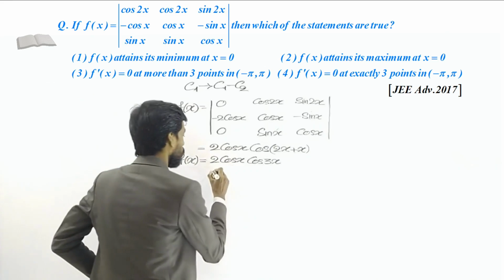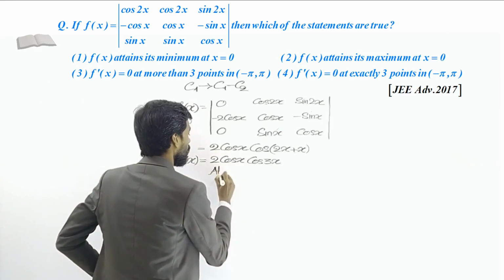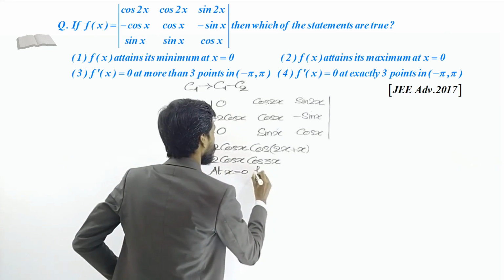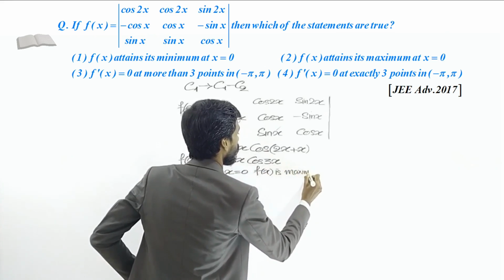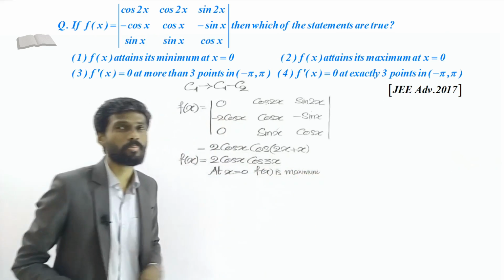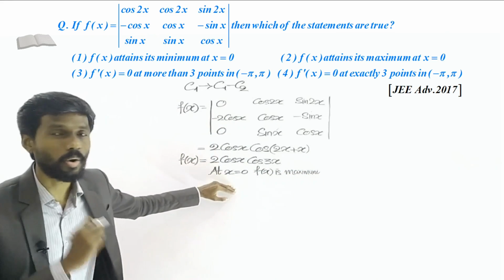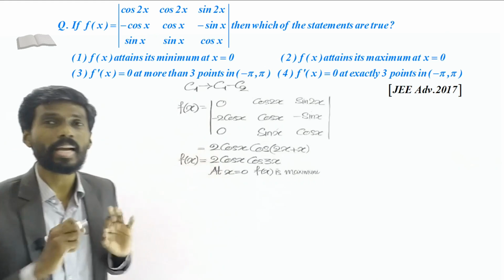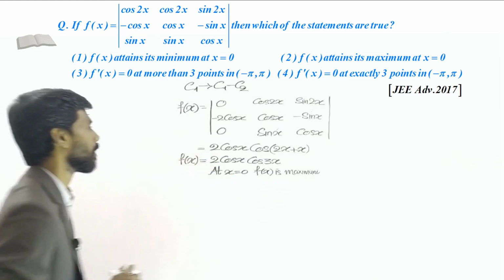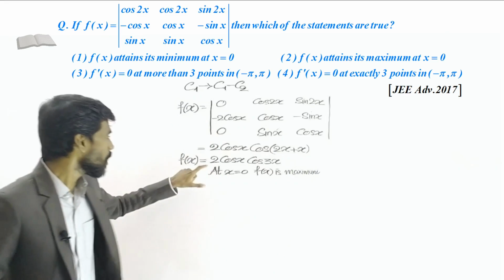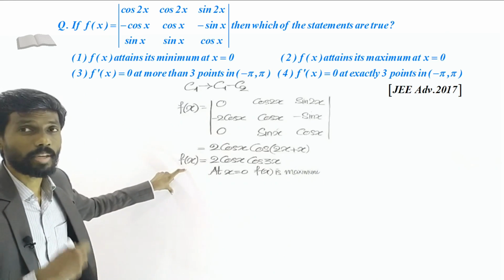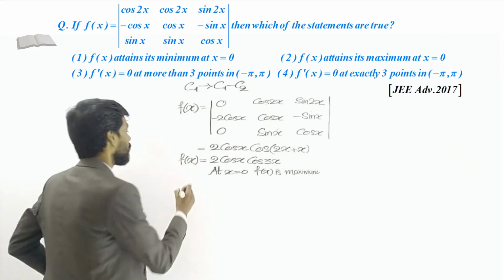That happens when x is 0. So at x equal to 0, f of x is maximum. Not only 0, at even multiples of pi, right, but we only want the point 0. So at 0 the function attains maximum value. So that is one of the options, right? Yes. Now let us find the derivative. We also have to find the number of roots of the derivative. For that, let us find the derivative.